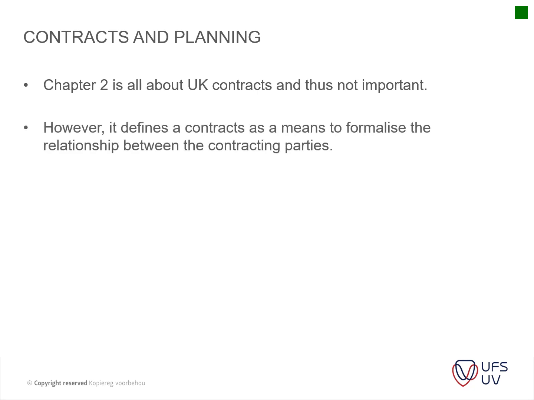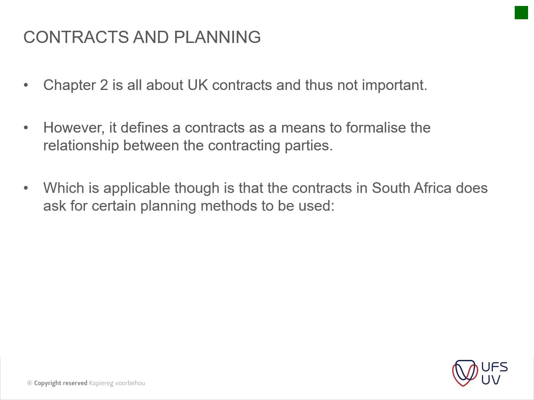Getting into chapter 2, we look at contract planning. Chapter 2 is about the UK, so what we're trying to do here is draw some similarities, and you will see that I've highlighted some South African items in here as well. Chapter 2 is all about UK contracts, and thus not that important, however it defines a contract as a means to formalize the relationship between the contracting parties. So you can go through that. I'm going to look at South African contracts as well.